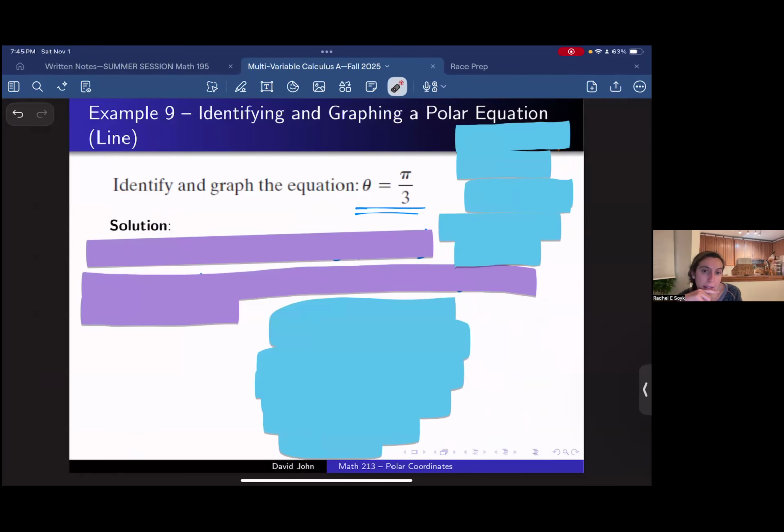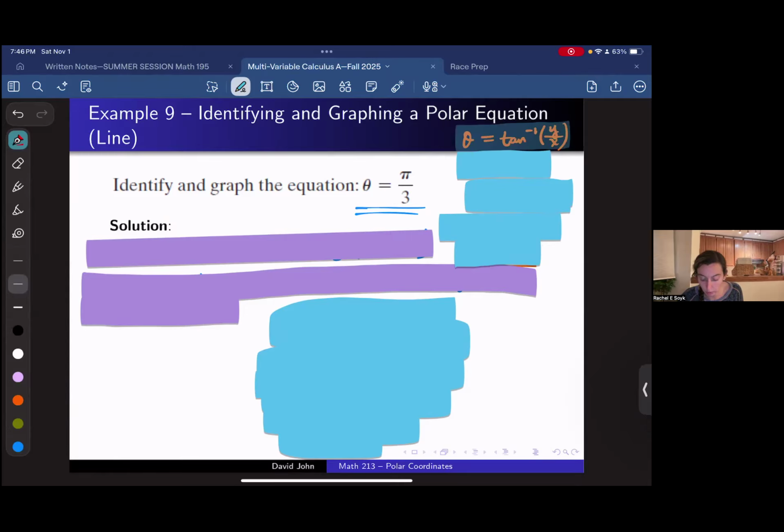Let's look at example 9, where now we are given theta. Theta is equal to pi over 3. And so we can look at our tan theta is equal to y over x. And so that's the same as theta is equal to tan inverse of y over x. Or when we plug in our theta for pi over 3, we can just write it as tan pi over 3 equals y over x. And I sort of showed the answer.